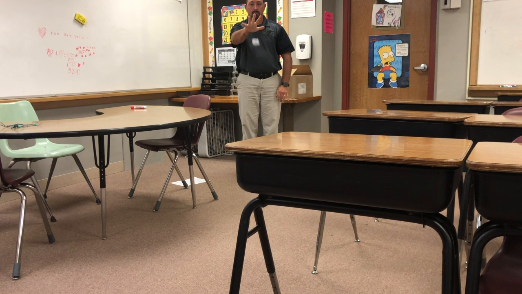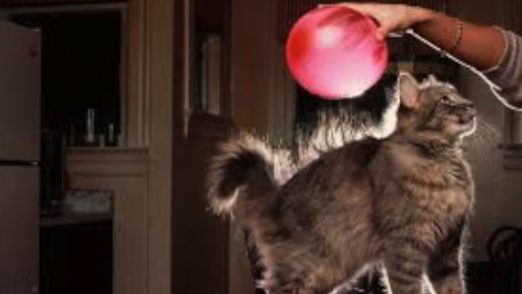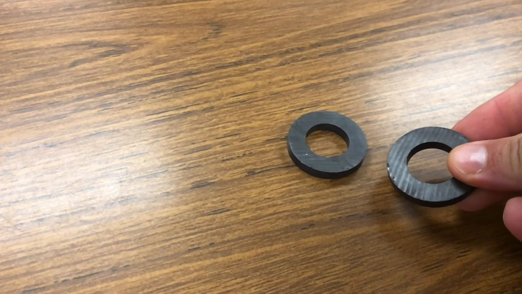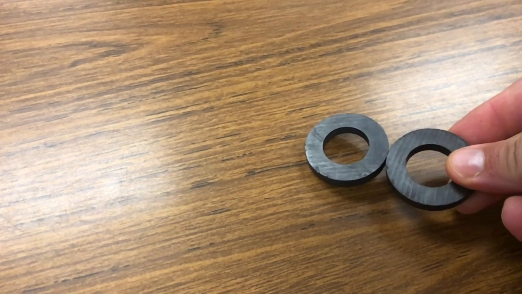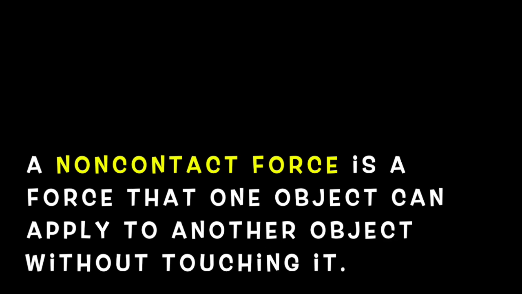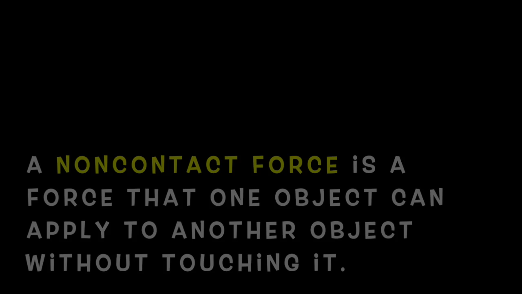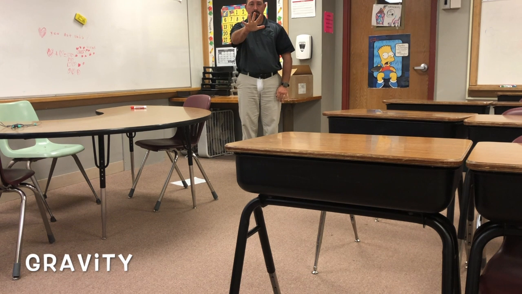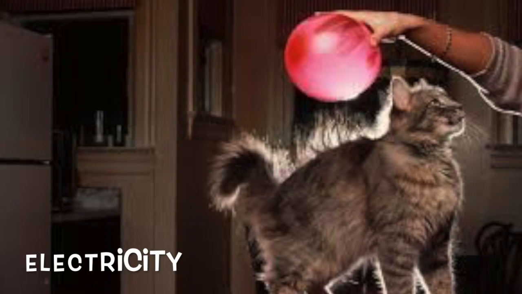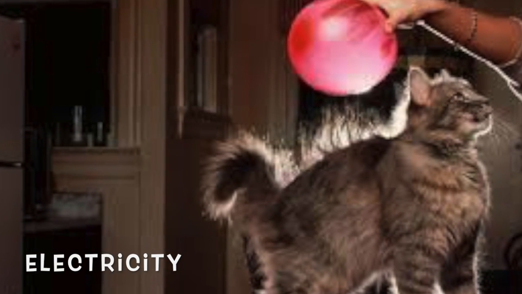Dropping a piece of paper, the cat whose hair is being pulled up by a balloon by static electricity, and magnets moving together are examples of forces that are not caused by something that is touching. A non-contact force is a force that one object can apply to another object without touching it. Gravity, magnetism, and electricity are examples of non-contact forces.